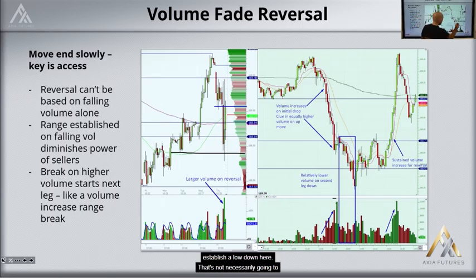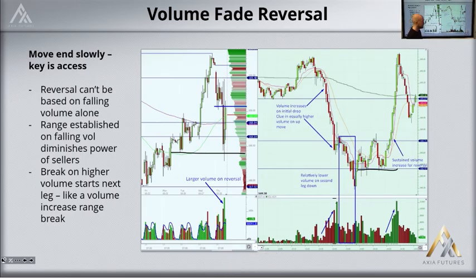We start to establish a low down here. That's not necessarily going to be enough to get you in the trade. If you want to get in early, you can use the assumption that if volume's falling, we can't sustain the move down as a basis for a reversal. But you've got to be aware that there's nothing confirmed at this point in time.